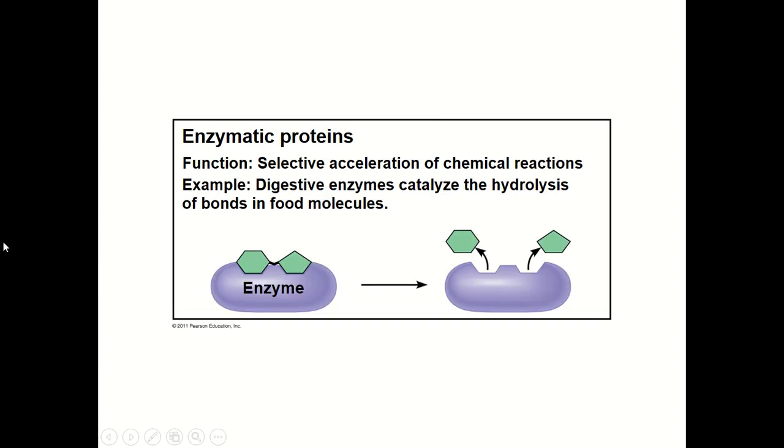Enzymatic protein. This one is the protein that makes up the enzyme. The function of the enzyme is a biological catalyst that speeds up the reaction without changing at the end of the reaction. This one you have learned when you were in semester 1, right?